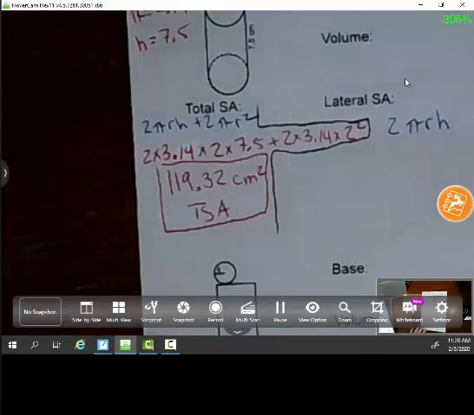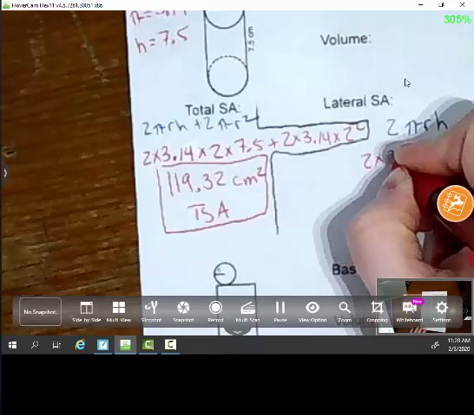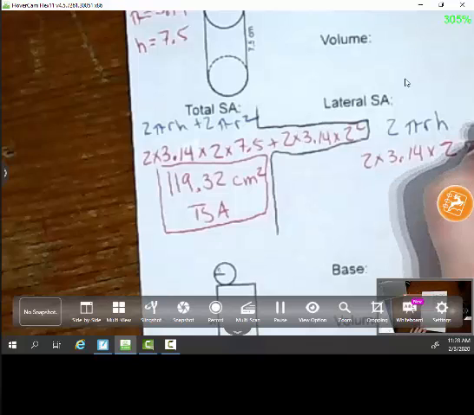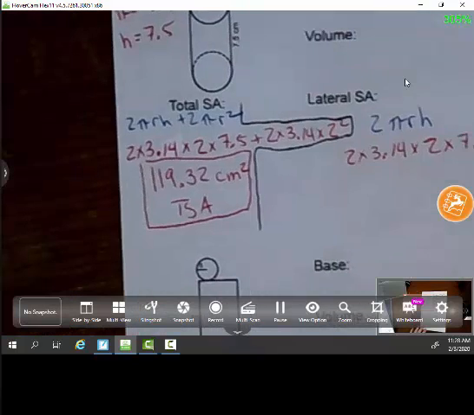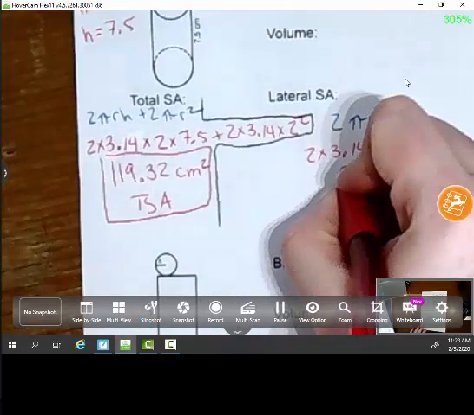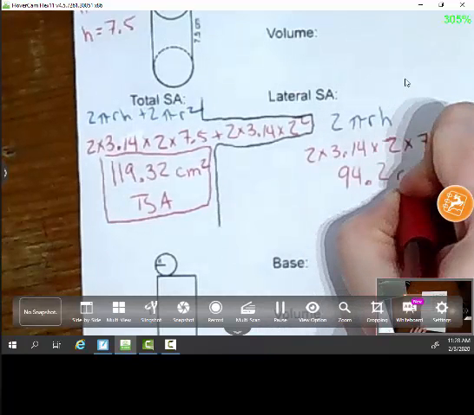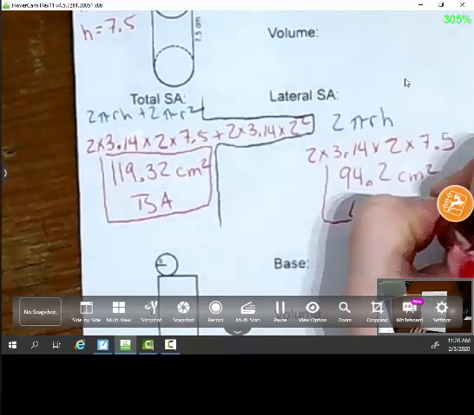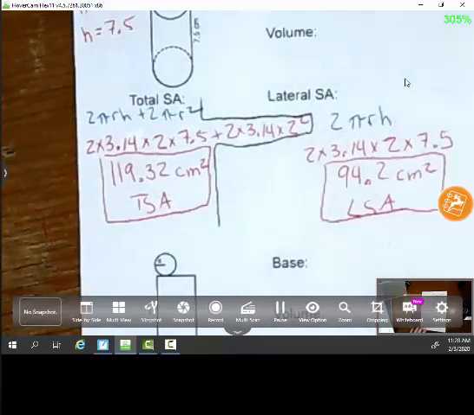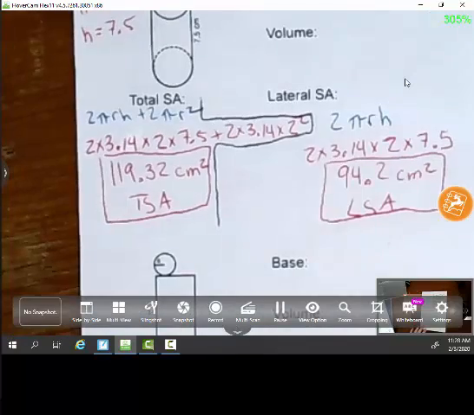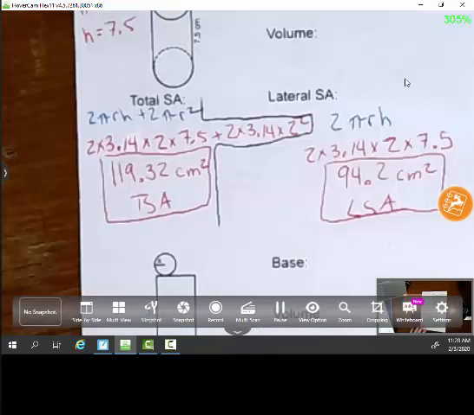So just that first part will give you the lateral. Two times pi times r times h. And what is that? 94.2, and that's your lateral surface area. Finish the problem. Find big B and your volume.